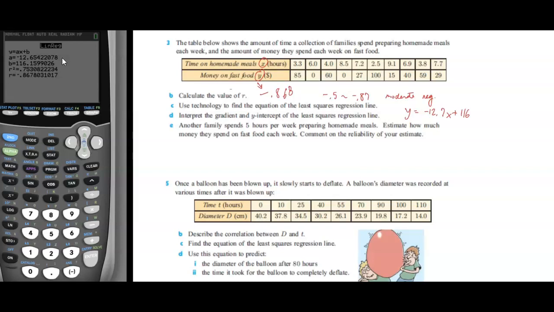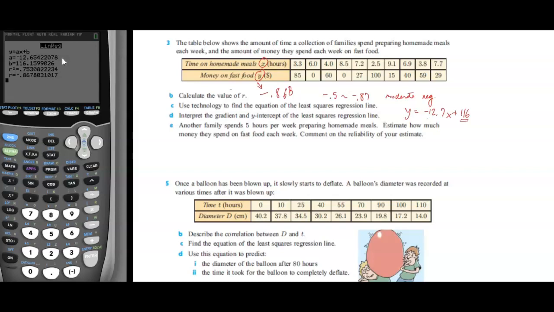Interpret the gradient and the y-intercept of the least squares regression line. This is something that they will ask you on the exam, and it's something you should do for the IA also. So the 116 here is the y-intercept. Remember, the y-intercept occurs when the x value is 0. So when the time on homemade meals is 0, then the money spent on fast food is $116. So that's what the y-intercept means.